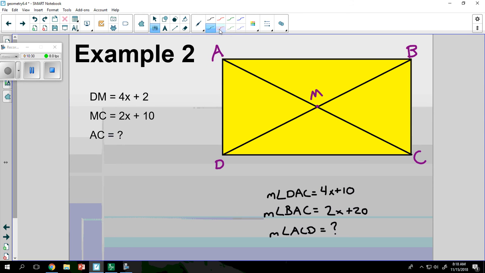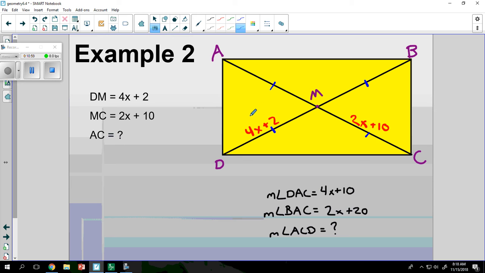As usual, it's a good idea to label that. This part here is 4x plus 2, and MC over here is 2x plus 10. Our goal is to figure out AC. Usually it plays out this way: before I can find that measure, I'm going to need to figure out what x is. So our thought is what we had earlier, that in a rectangle, all of these parts are the same.